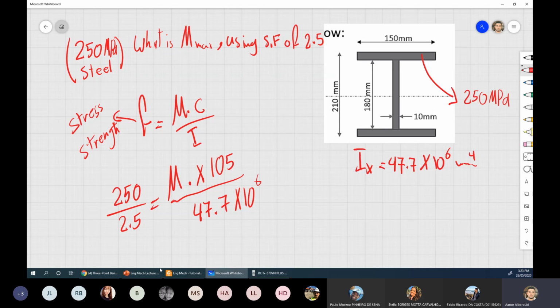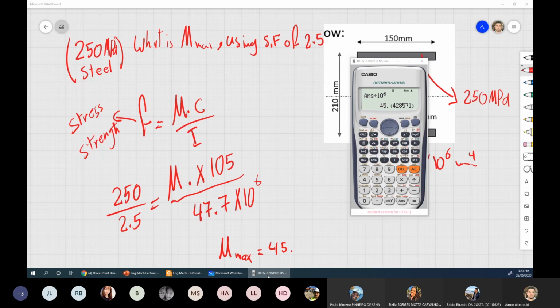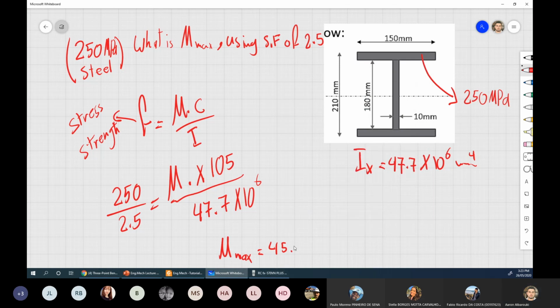45.4. So I can tell my client the maximum M max you can apply on this beam is 45 point something kilonewton meter. Or what you could have done, you could have found the value of M and divided the value of M by 2.5. We'll do the same.